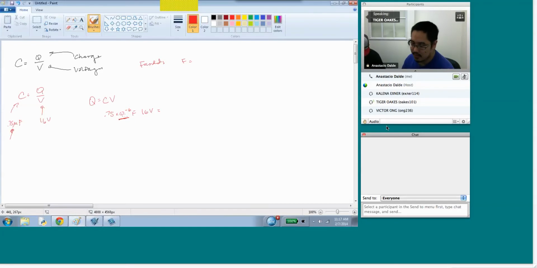So 0.75 times 16, that's what? Three-fourths of 16, which is 12. 12 times 10 to the negative 6. And what is the charge measured in? Farads? No. Coulombs. Oh, coulombs. So 12 times 10 to the negative 6 coulombs.